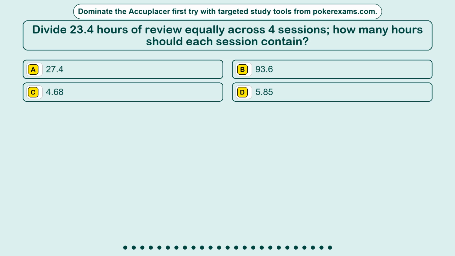Question 3. Divide 23.4 hours of review equally across 4 sessions. How many hours should each session contain? Option A, 27.4. Option B, 93.6. Option C, 4.68. Option D, 5.85.